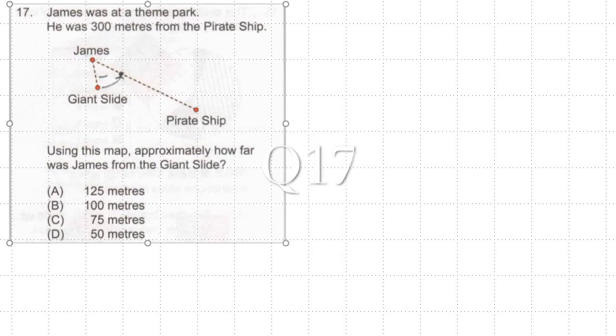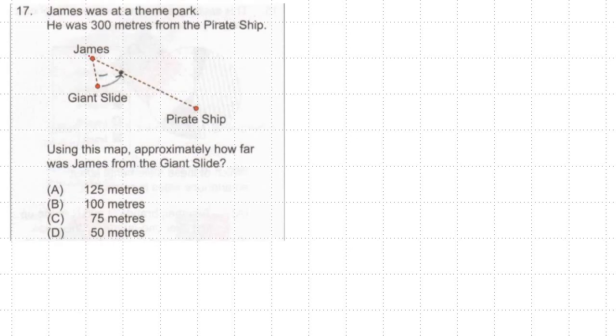For this question, the answer that you actually gave me is D, which is wrong. Okay, let me explain to you why. You know that it was in a theme park. Over here is the theme park. And then it's saying that he was 300 meters from the pirate ship. So it means that over here to here is 300 meters. Then, using the map, approximately how far was James from Grand Slide? Grand Slide to here is this. So if I were to push this over into one line, it will be at this point.